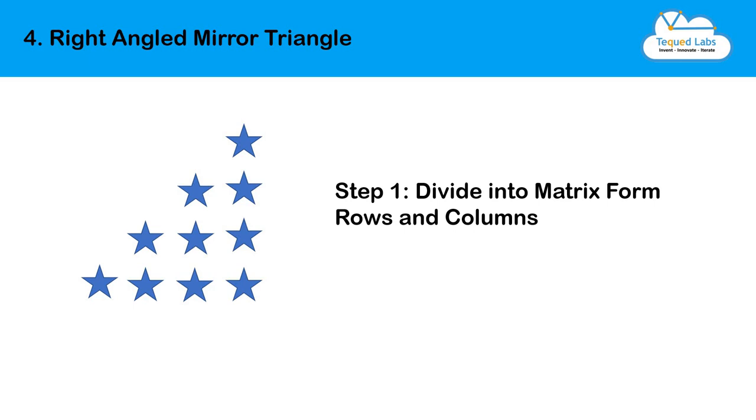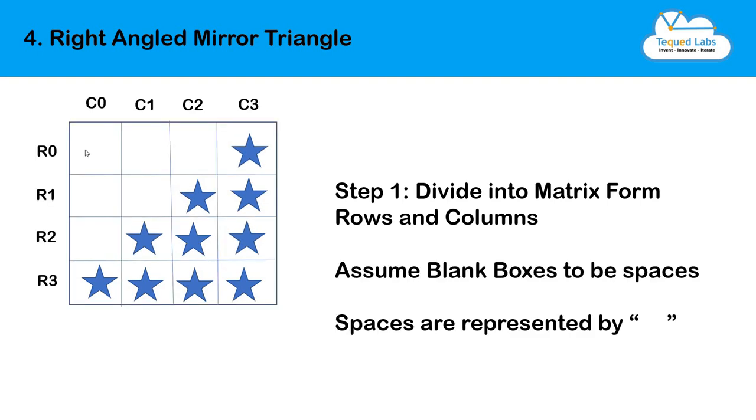So the next pattern would be a right-angled mirror triangle. We have already written code to print a right-angled triangle, but this is a bit different because it is inverted and it also has spaces towards the left. So we have to print the spaces as well.